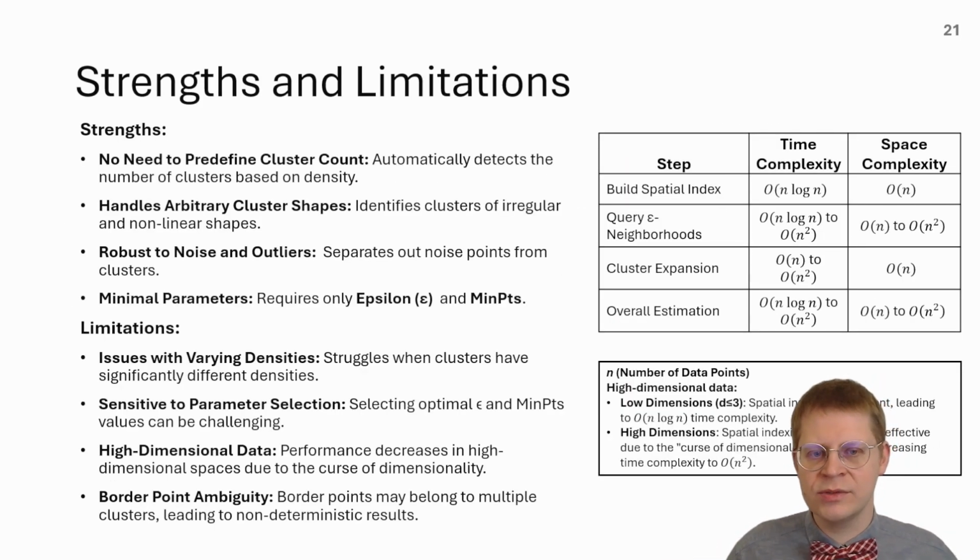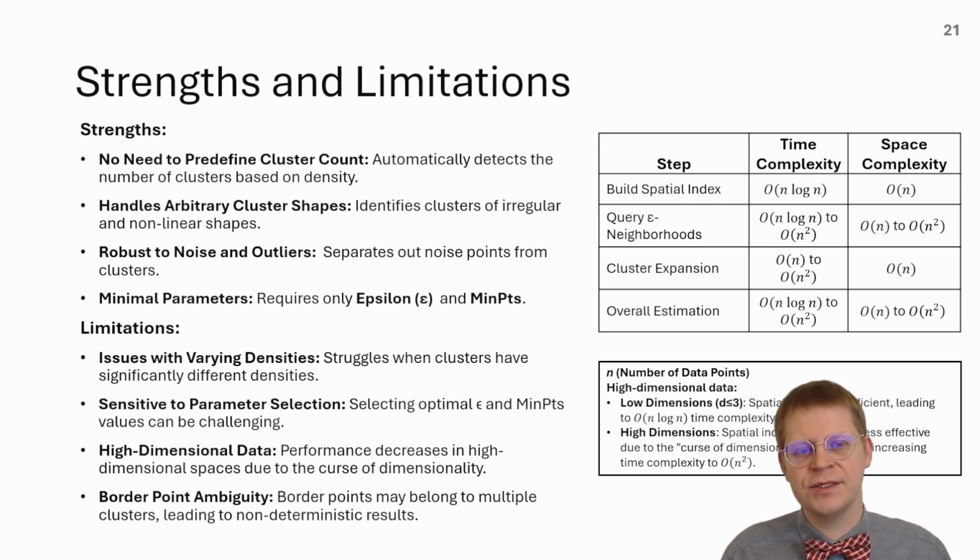What about strengths and limitations? DBSCAN has several advantages over other clustering algorithms, but it also comes with its own set of limitations. So, strengths. No need to predefine cluster counts. It automatically detects the number of clusters based on density, which is a huge advantage over K-means.